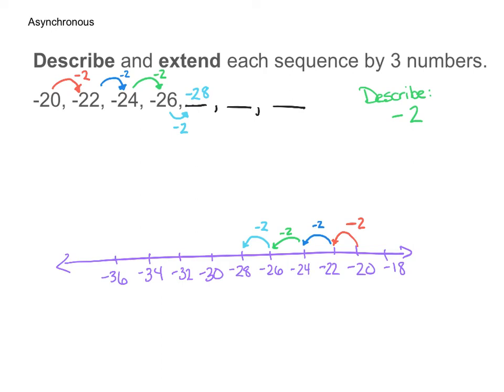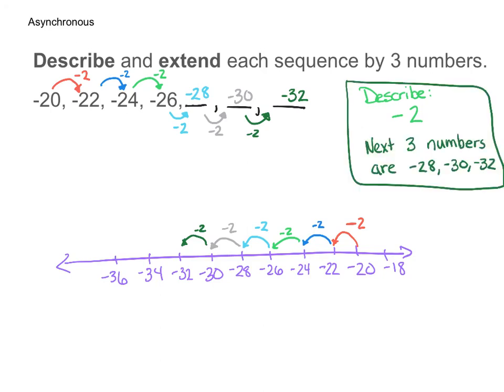And then let's do another one. So if I subtract 2 from negative 28, I would get negative 30. And then let's do one more. If I subtract 2 from negative 30, I would get negative 32. So my next numbers would be negative 28, negative 30, and negative 32.